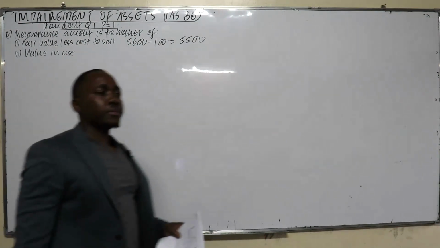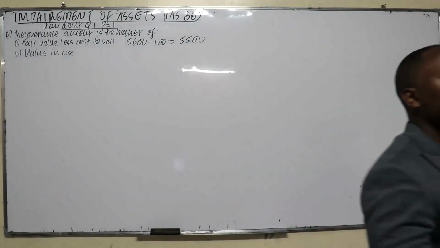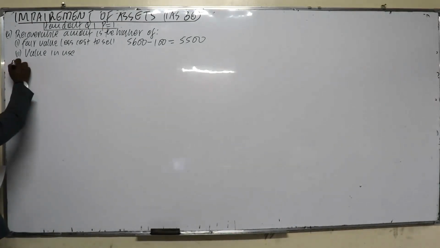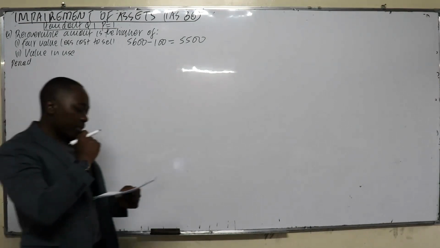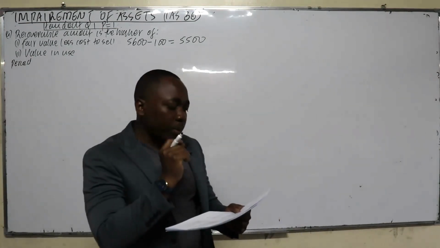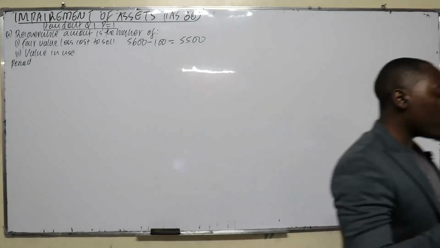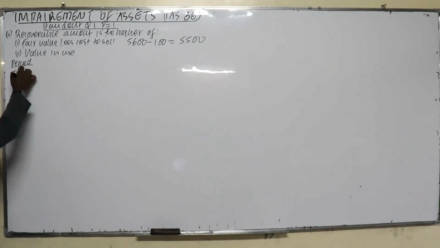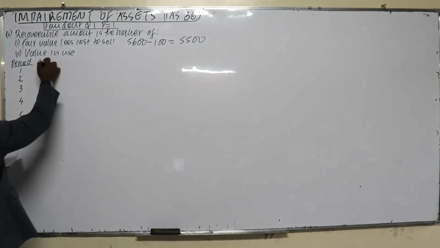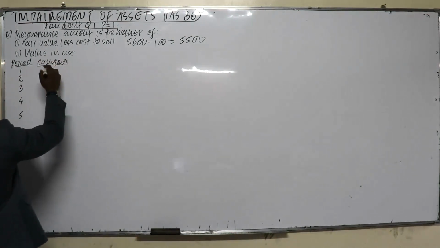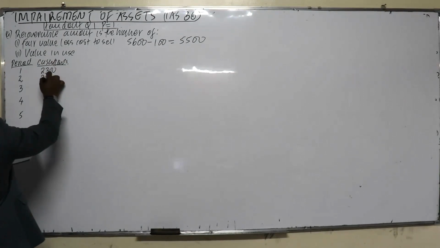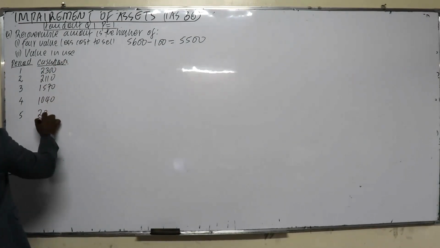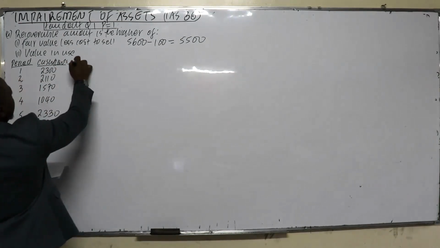What is the value in use? We said what is value in use? The present value of the future expected cash flow. We have been told that ABC Limited has prepared the following estimate of cash flow from the usage of the plant over the next 5 years. If you use this asset for the next 5 years, they have given the estimated cash flow to be generated. So we have 1, 2, 3, 4, 5. Then we have the cash flows: 2,300, 2,110, 1,570, 1,040, 2,330.